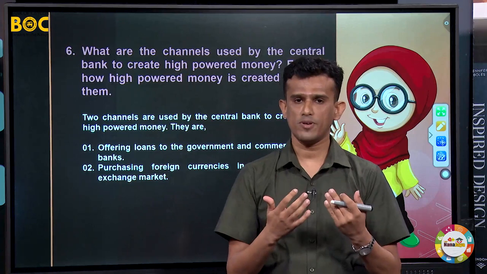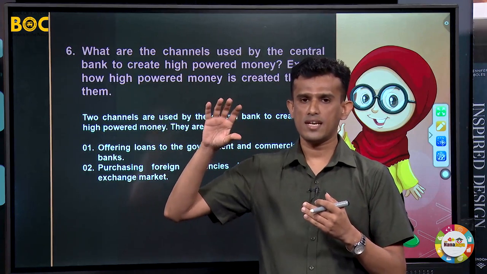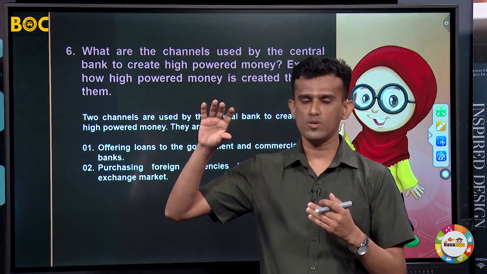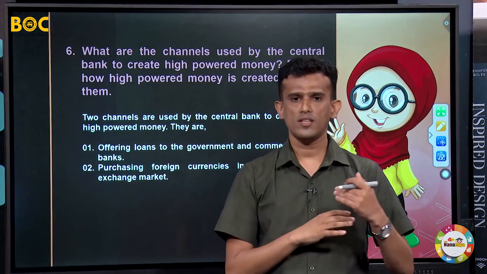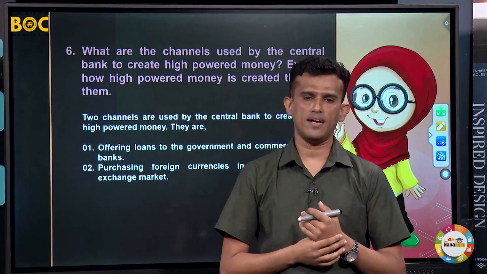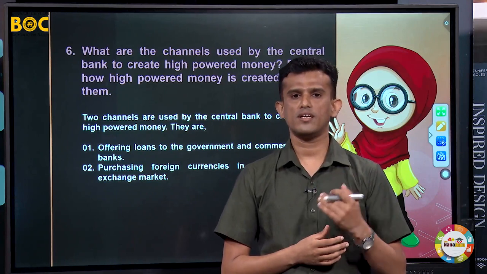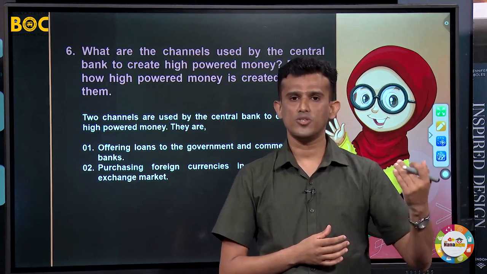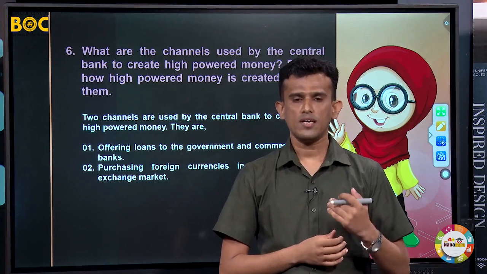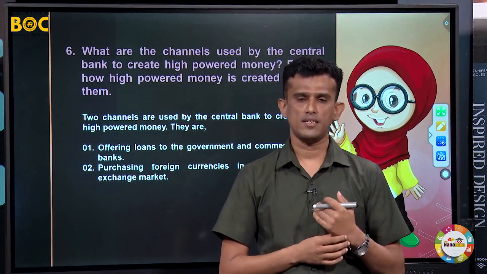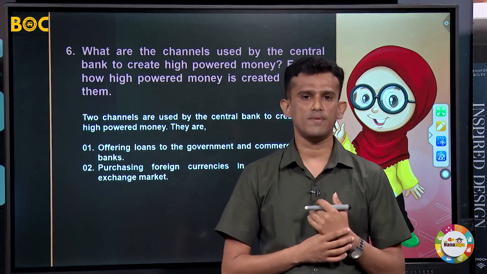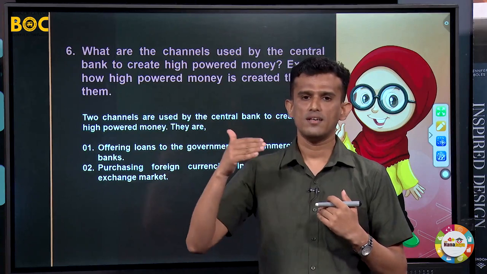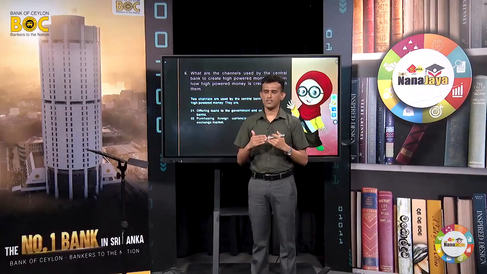So from the central bank's point of view, on one hand, it creates an asset to the central bank, which I already told you, the loans offered to the government. On the other hand, it creates a liability to the central bank. What is the liability created to the central bank here? The currencies issued. I told you that currencies issued by the central bank is a direct financial liability to the central bank. So on one hand, an asset is created to the central bank through releasing high-powered money, loans offered to the government. On the other hand, it creates a liability, the currencies issued to the economy.